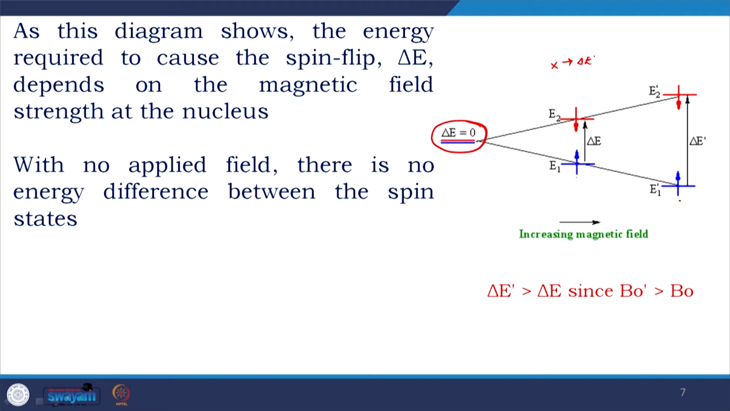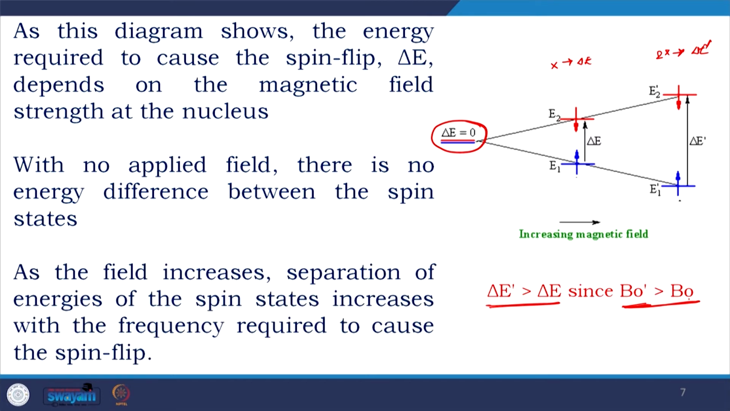When you apply 2x amount, it is del E prime, and it is easy to understand that del E prime is greater than del E, because the applied magnetic field B0 prime is greater than B0. As the field increases, the separation of energies of the spin states increases, along with the frequency required to cause the spin flip.